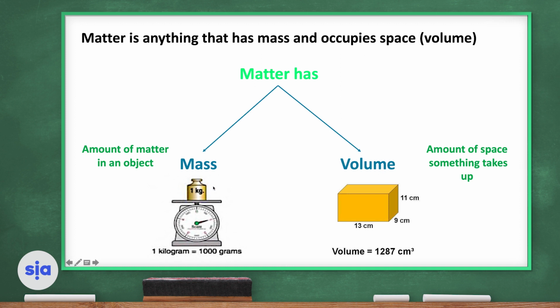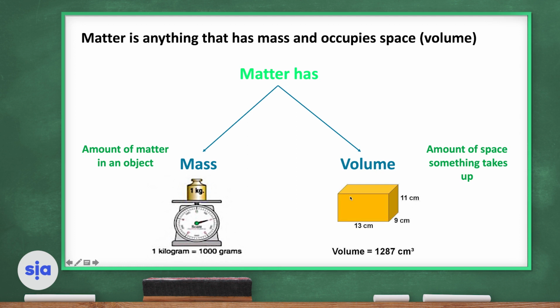Let's discuss together what is mass. Can you see this weight? It's 1 kilogram, which is equal to 1,000 grams. This is called mass. Mass is the amount of matter in an object.